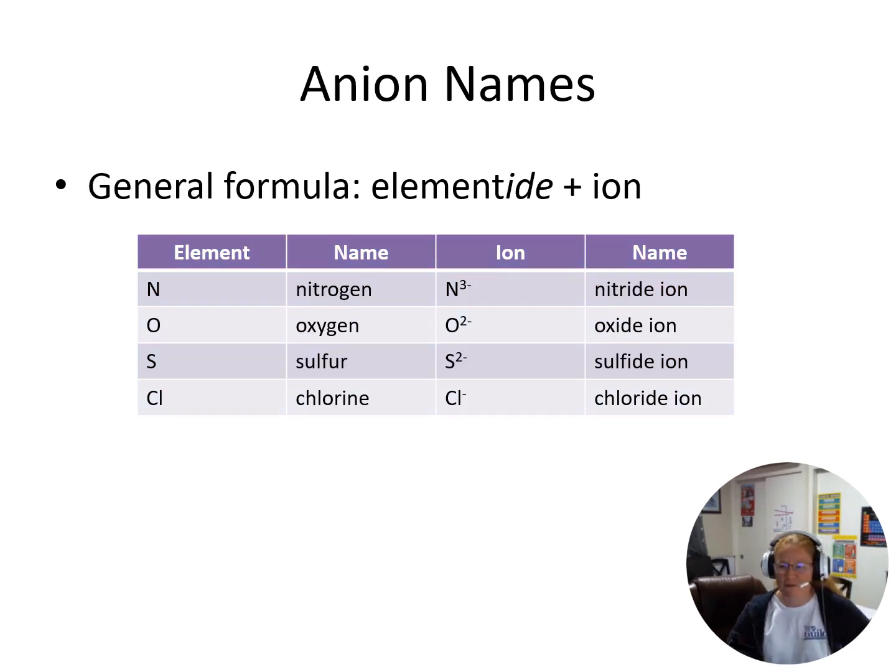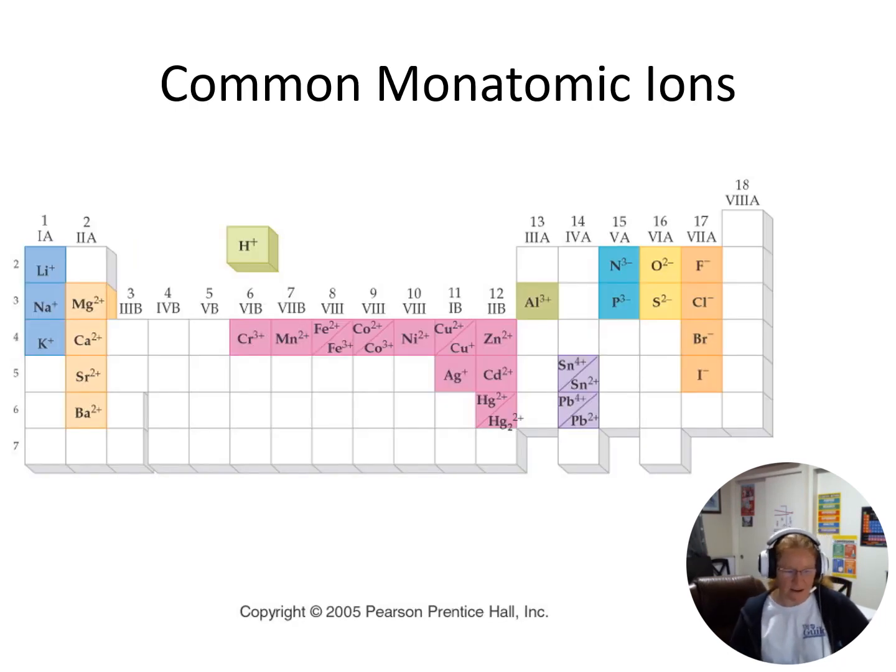Okay. For my anions, they get the base name of the element plus -ide as an ending. So nitrogen, when it ionizes, becomes nitride. Oxygen, oxide. Sulfur, sulfide. Chlorine, chloride. So we still use that -ide ending. Okay, so here are some of the common monatomic ions you will encounter. Obviously, there are a lot more ions than this, but these are some of the common ones that you'll encounter.